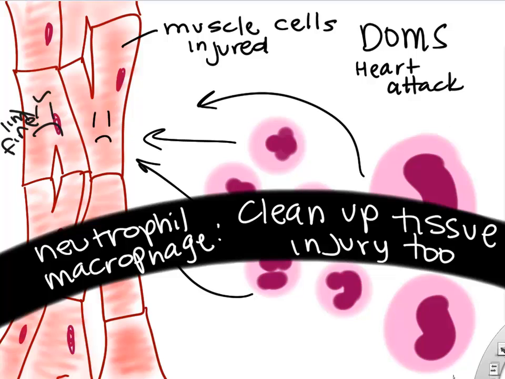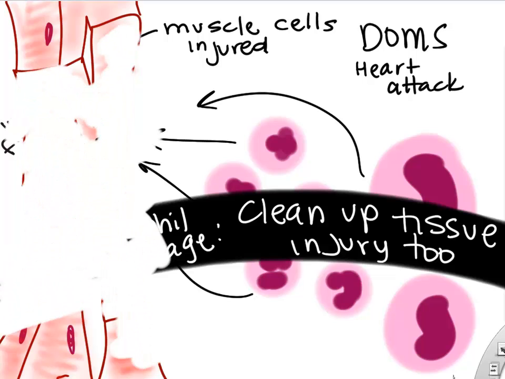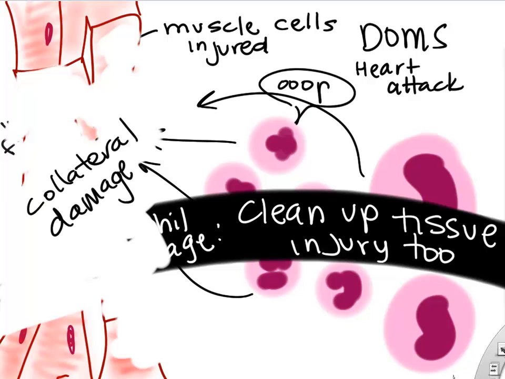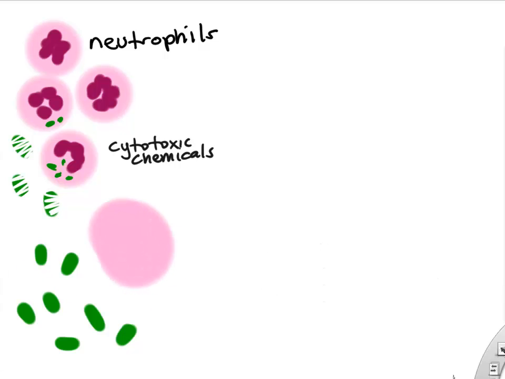Unfortunately, one of the things, especially neutrophils do, is not only do they clean up the mess and destroy the damaged cells, but they can also kill and damage healthy cells. So there's a lot of collateral damage when you activate these neutrophils and macrophages. Okay, so neutrophils, again, they'll eat up and ingest bacteria. They'll also release cytotoxic chemicals which can kill the bacteria.